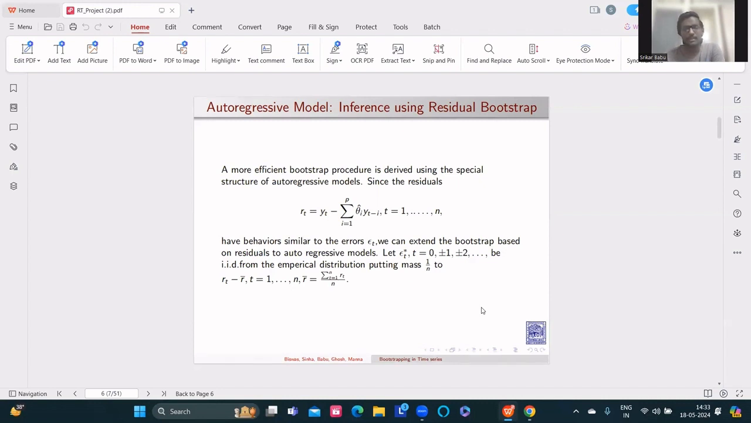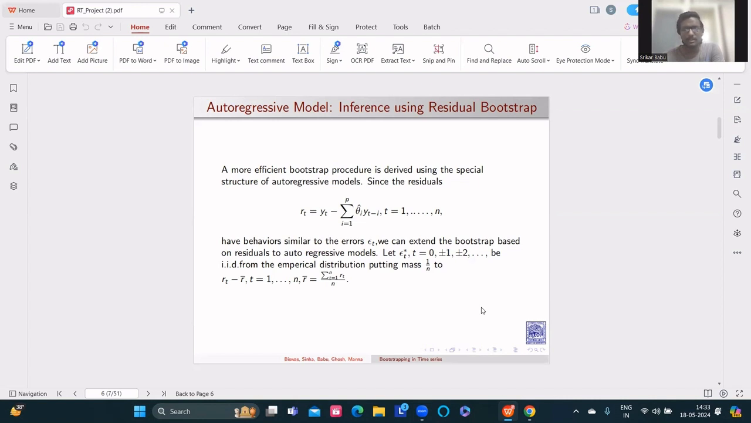Now there are some bootstrap procedures for these autoregressive models, namely the periodogram bootstrapping and block bootstrapping. But here we will discuss about residual bootstrapping and argue that this bootstrapping is consistent. Basically the idea is the residuals rt equal to yt minus summation i equal to 1 to p theta i hat yt minus i, t running from 1 to n, have similar behavior to that of errors. So we can extend the bootstrap based on residuals to autoregressive models.